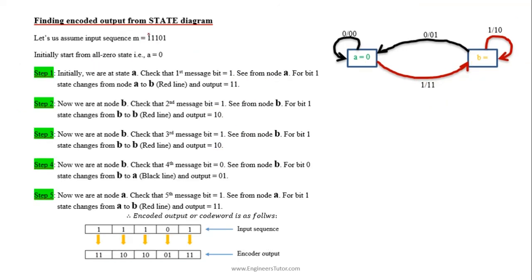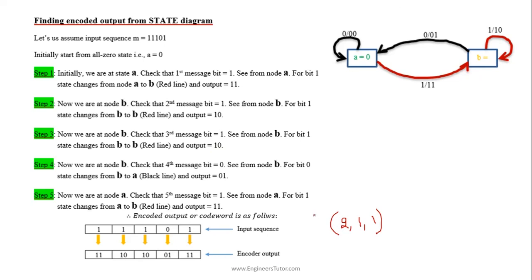Similarly, we can find the output of the encoder for different input bits. For this message bit, this is the output. So this is the input sequence, and we can find the encoder output from the given state diagram.